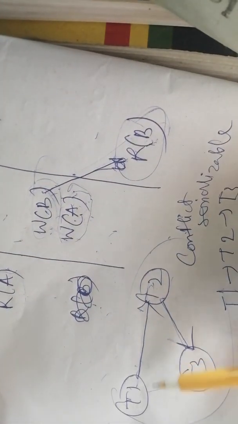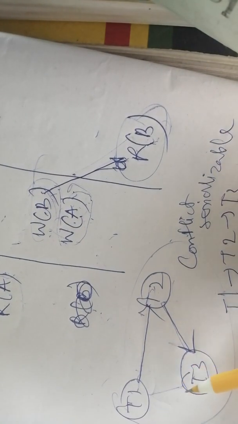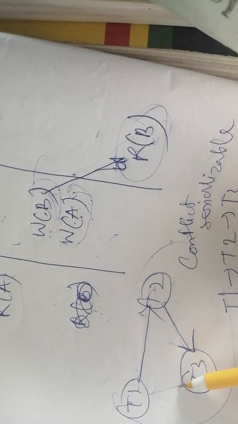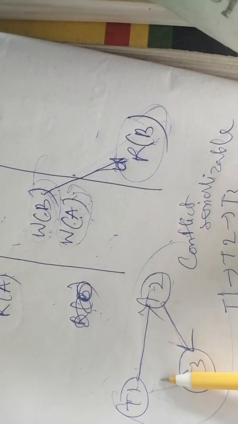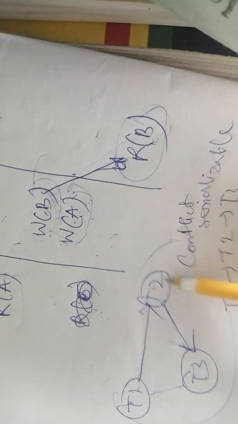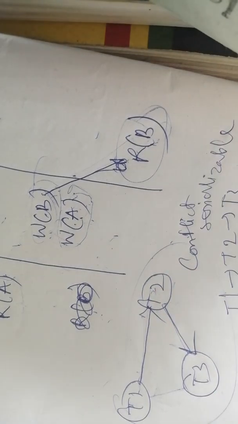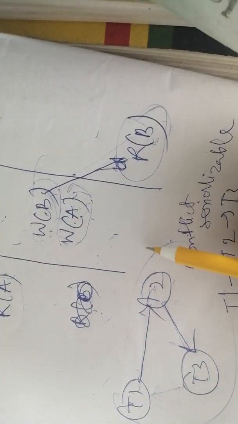So if a cycle is present in the graph, then this transaction is not conflict serializable. If a cycle is not present, then this is conflict serializable. So here in this example, no cycle is present in this transaction, so this is a conflict serializable schedule.